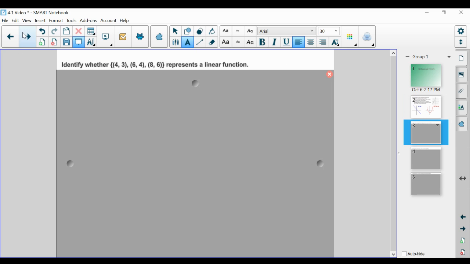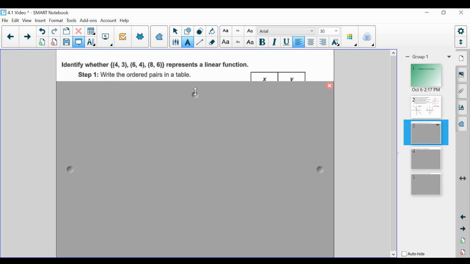Then we're going to be able to identify using its ordered pairs. So we're given three sets of ordered pairs, (4, 3), (6, 4), and (8, 6). We need to determine whether or not this represents a linear function. The first thing we're going to do is write those ordered pairs in a table. We're going to create a quick little table with an x column and a y column that is over on the right-hand side, although it's currently covered by my screen shade.